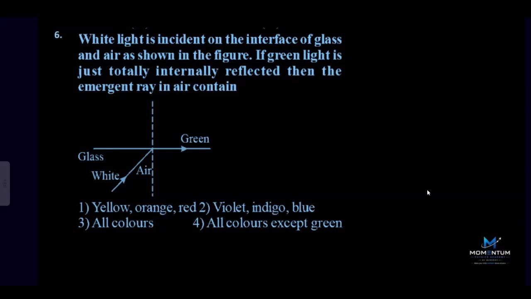Emergent ray means what? Refracted ray. Emergent ray means refracted ray. The ray which will come outside, this ray will contain which colors? They are asking. So VIBGYOR, as we have discussed.